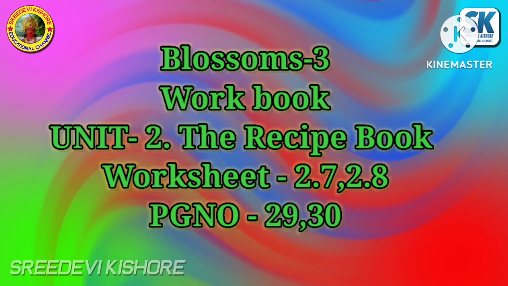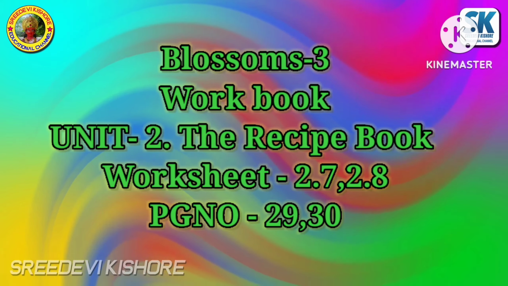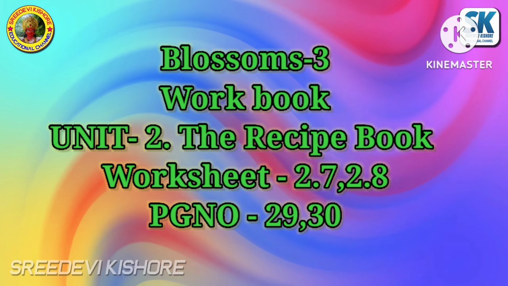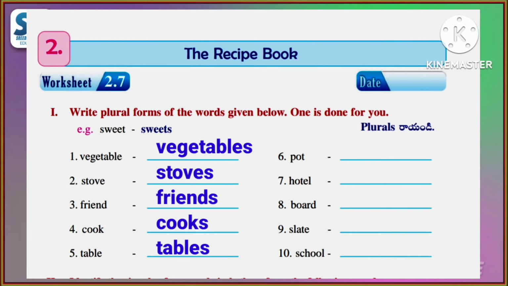Workbook, Unit 2, The Recipe Book, Worksheet 2.7, 2.8, page number 29, 30. Write plural forms of the words given below. One is done for you. Sweet, sweets. First one, vegetable, vegetables. Second one, stove, stoves. Third one, friend, friends.